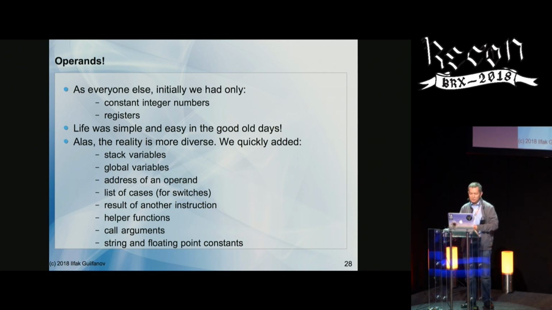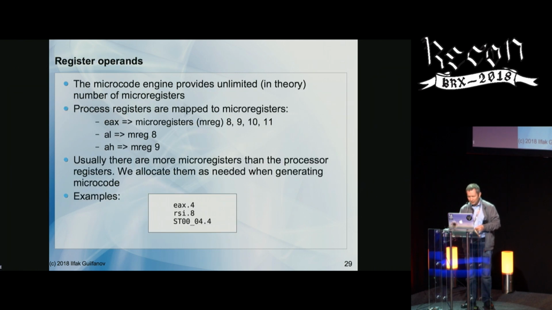Anyway, since we want to be able to express any real-world program, we have to add more operand types. Therefore, we need to be able to handle stack variables, globals. You see that there are many operand types we had to add over time. Let's go over them very quickly again.